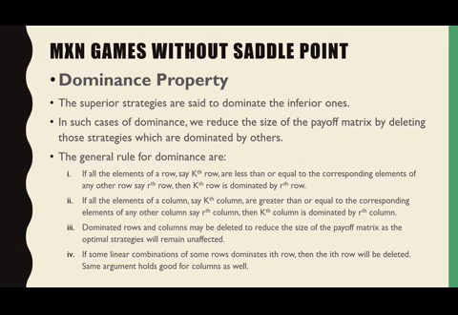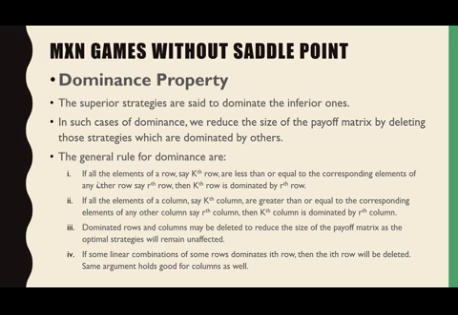So when you delete a row or a column, what happens? The size of the payoff matrix will get reduced. This is what we call the dominance property. So how does a row dominate another, or how does a column dominate another? For that, we have three important rules of dominance property that we are supposed to remember.